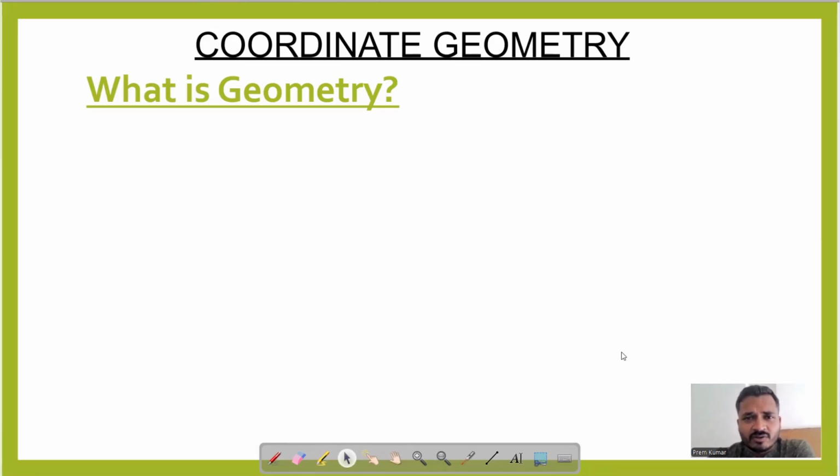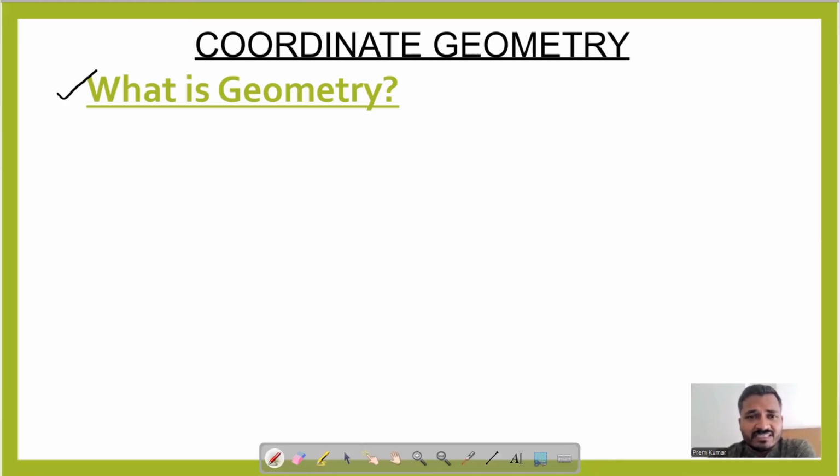So as you see here, coordinate geometry is made up of two words. The first word is coordinate and the second word is geometry, right? So first of all, we'll try to understand what is geometry and what is coordinate. Can anyone tell me what is geometry? Because we have already studied this geometry part in our previous classes. Anyone? Okay, great.